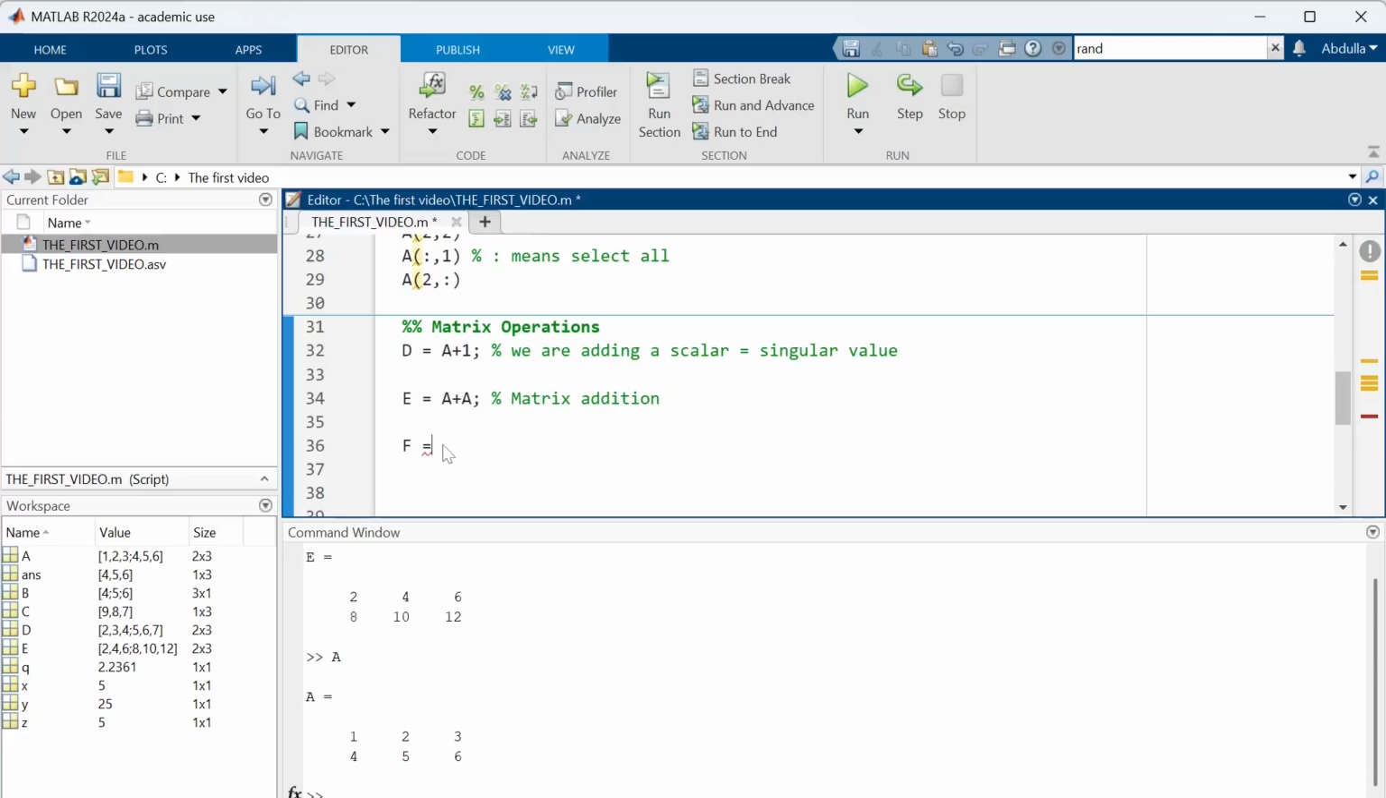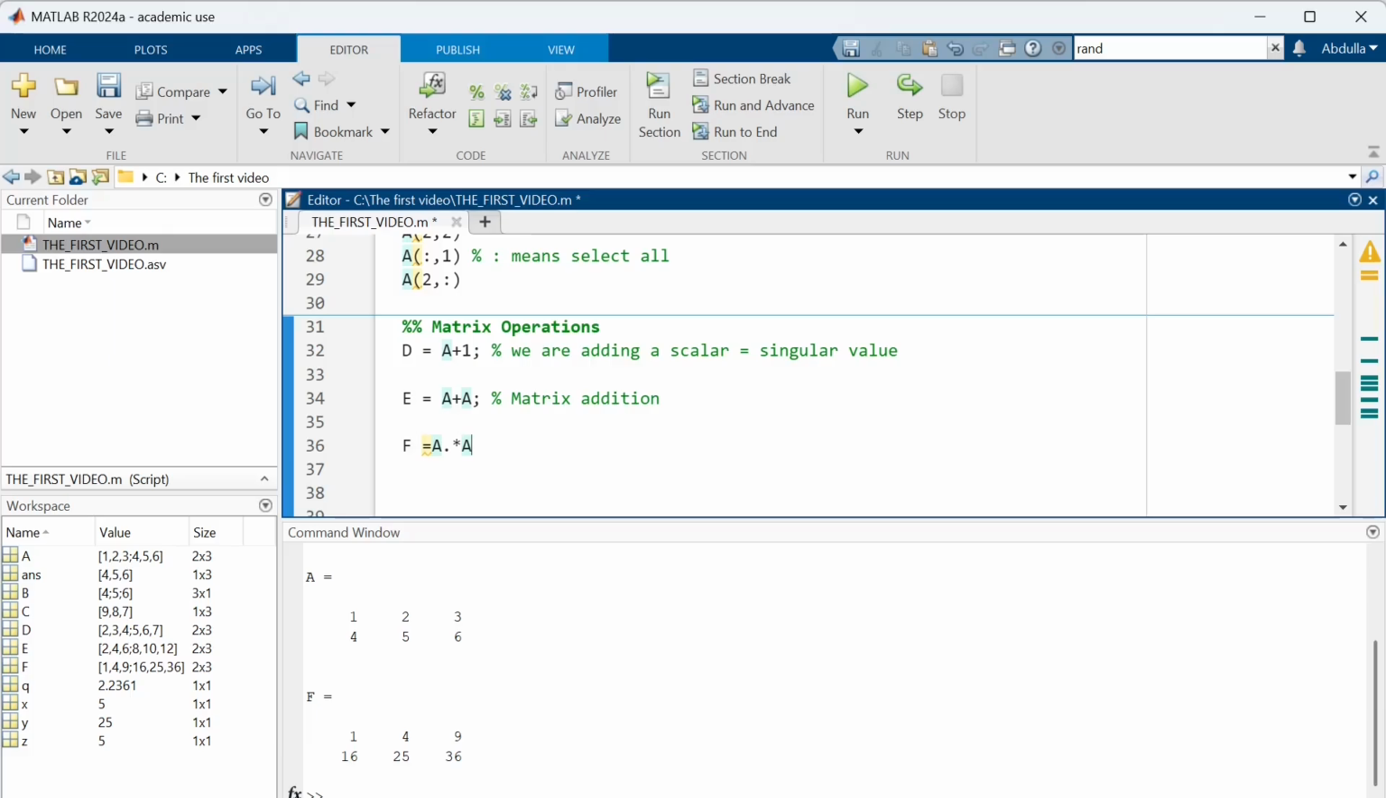Okay, f equals a point multiplication a. What would this give me? Let's see. Interesting. What does this mean? Maybe 1 multiplied by 1, 2 multiplied by 2, 3 multiplied by 3, 4 multiplied by 4, 5 multiplied by 5, 6 multiplied by 6. Sweet. So here we go.